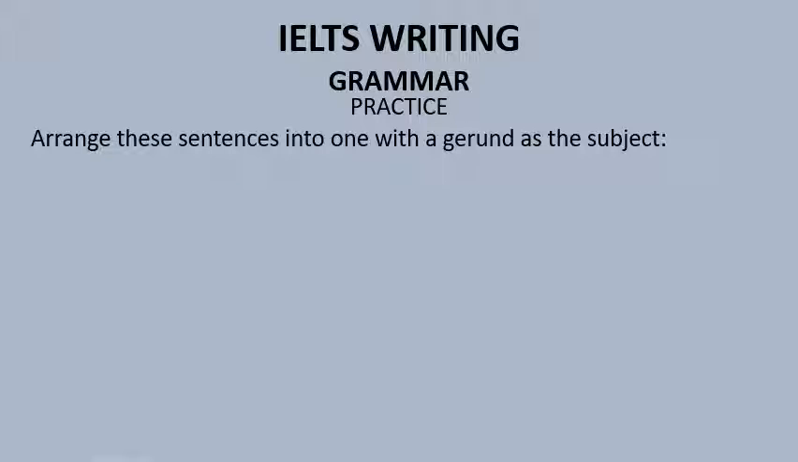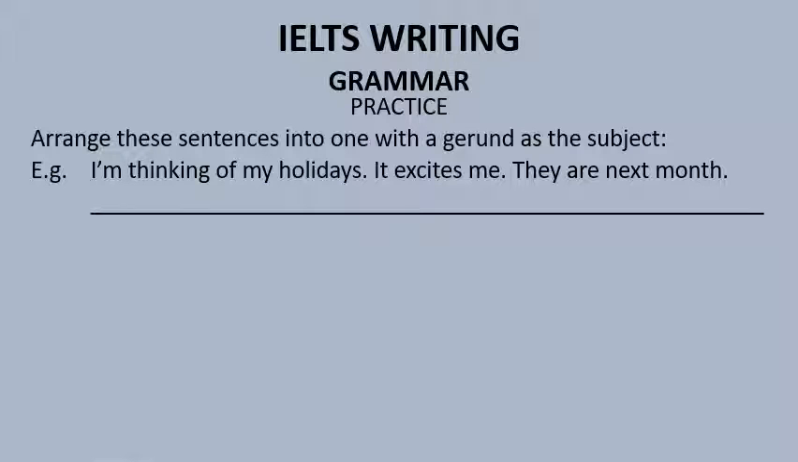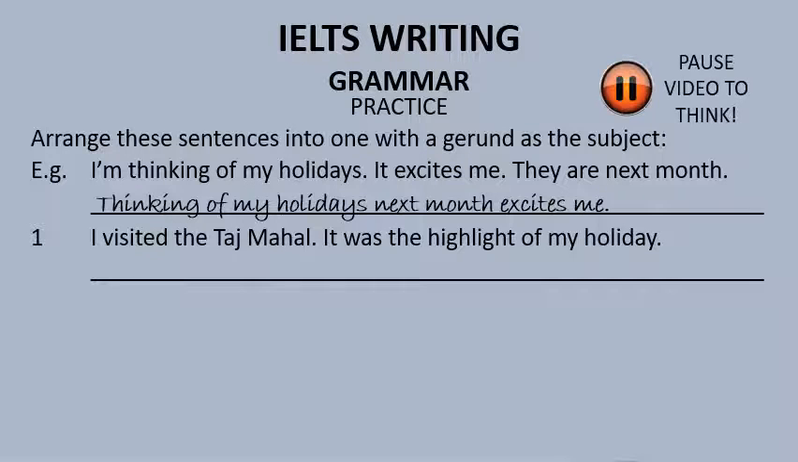Let's do some practice. Arrange these sentences into one with a gerund as the subject. Here's an example. I'm thinking of my holidays. It excites me. They are next month. Well, we can write this. Thinking of my holidays next month excites me. Try this one here and pause the video if you need to think.